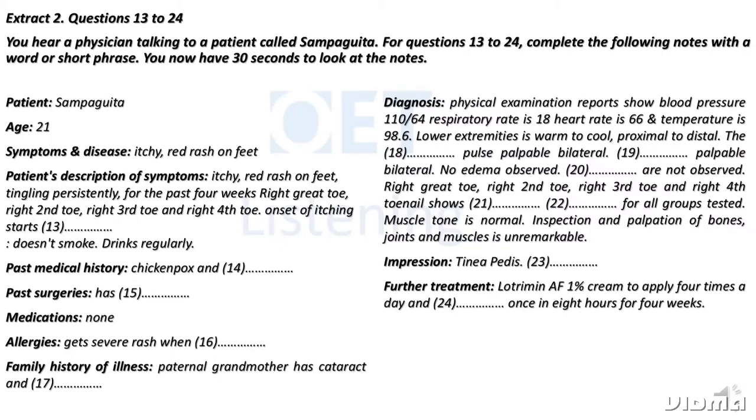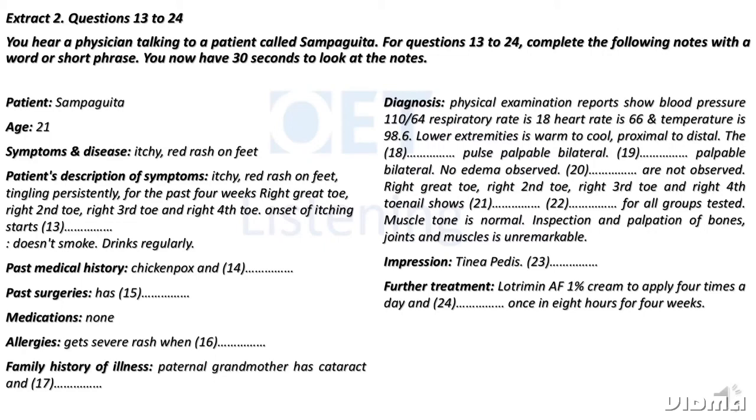Well, your physical examination reports show blood pressure 110/64, respiratory rate is 18, heart rate is 66, and temperature is 98.6. Lower extremities is warm to cool, proximal to distal. The dorsalis pedis artery pulse palpable bilateral. Posterior tibial artery pulse palpable bilateral. No edema observed. Varicosities are not observed.